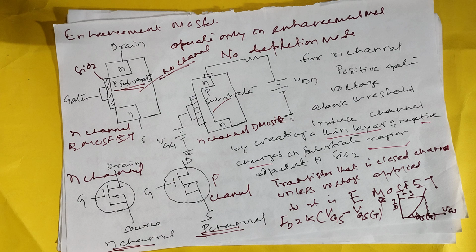That is enhancement mode. Here also there is a P substrate. You see here, in the case of the E MOSFET there is no channel, while in the case of the D MOSFET there is a channel.